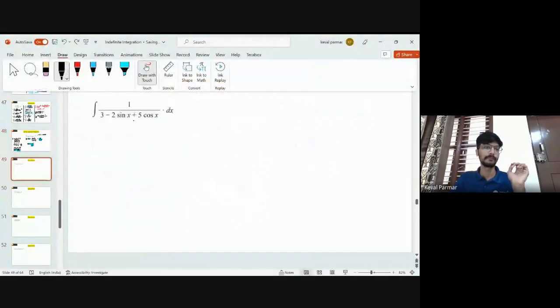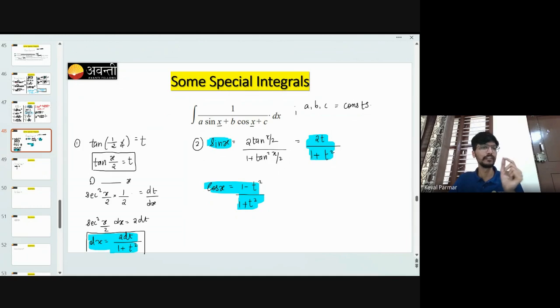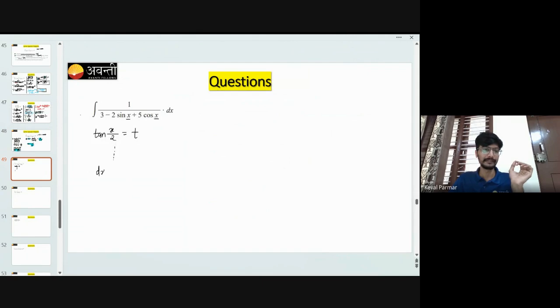What will an example look like? Here. Integration of 1 upon 3 minus 2 sin x plus 5 cos x. It is same as this. So what will I do? The first step is the same. Tan of half angle. Here the angle is x, so half angle will be x by 2 is equals to t. Got it? If I differentiate again the same procedure, I will finally get dx equals to 2 dt upon 1 plus t square.